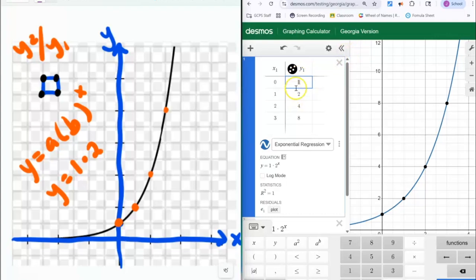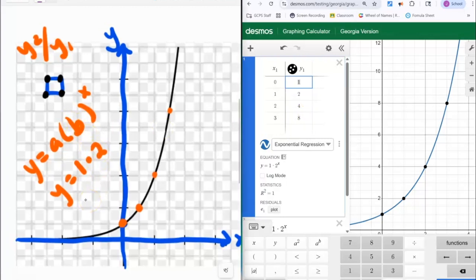And how can I see that? Because I'm multiplying by 2 every time. 1 times 2 is 2, 2 times 2 is 4, 4 times 2 is 8. So I'm multiplying by a growth factor of 2. How do I know it's growth? Because 2 is greater than 1, which means it's growth. So 2 to the power of x. And you can see that that matches this equation right here. Again, looking at it is much faster than having to type it in.